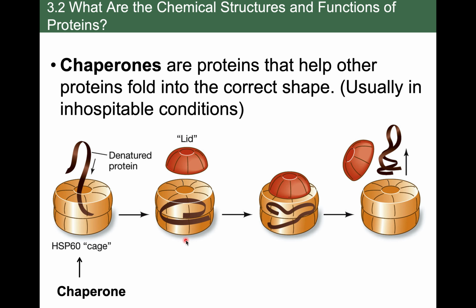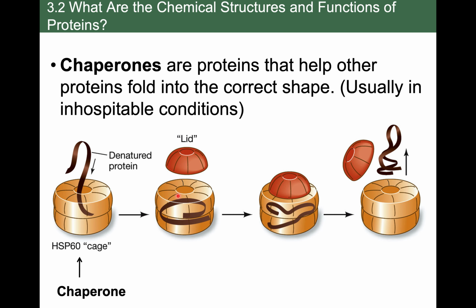So protein folding is so important. And it is in fact so important there are actually other proteins whose sole job is to help other proteins fold correctly. And these are called chaperone proteins. These chaperones can literally form what looks like almost a little Tupperware container that unfolded or denatured proteins could enter.